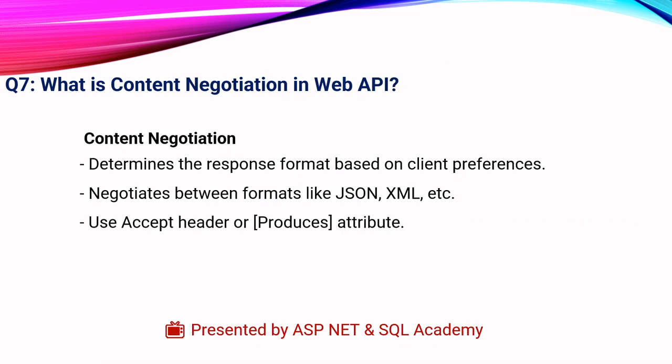Content negotiation allows Web API to respond in different formats like JSON or XML based on the client's Accept header or explicit attributes like Produces. It helps deliver the best response format according to the client's needs.